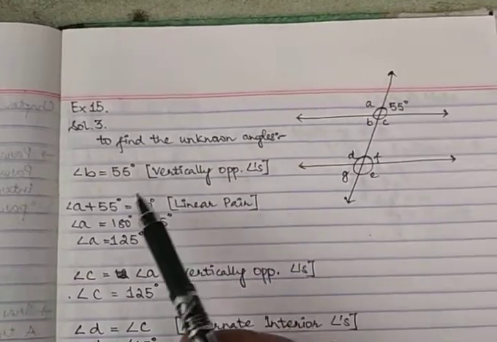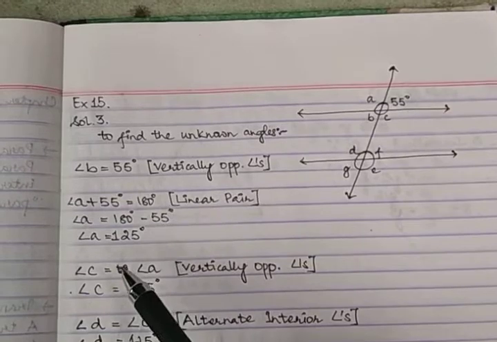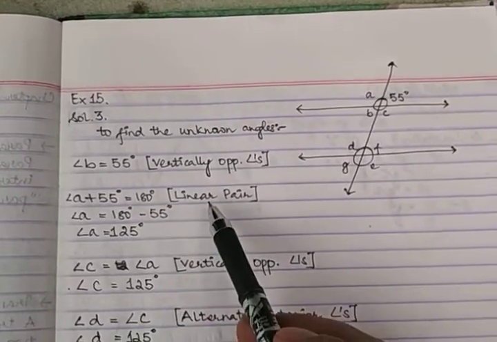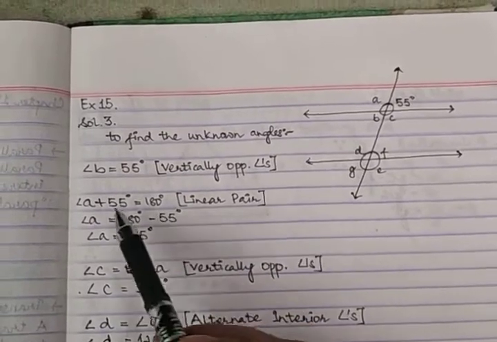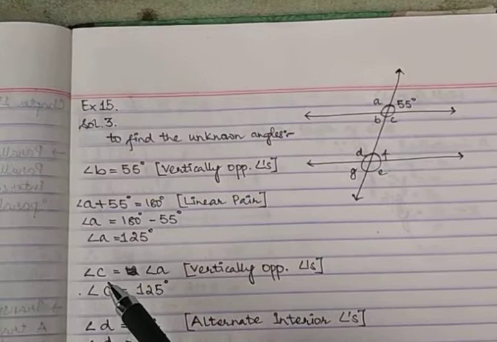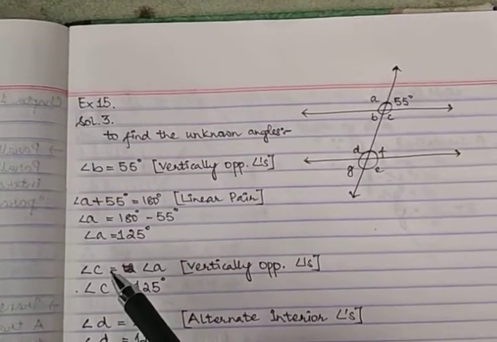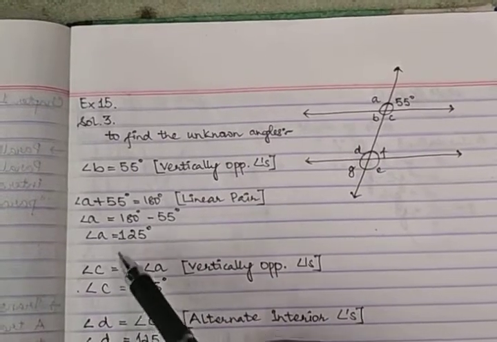Okay, so that is what I have written here. See, angle A plus 55 degrees equals 180 degrees. What is the reason behind that? They are a linear pair. Now, where did it go? See, it went into a linear equation in one variable again. That is why the basics support each and every other topic.